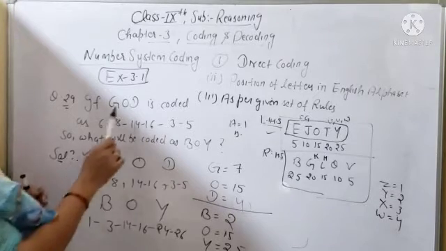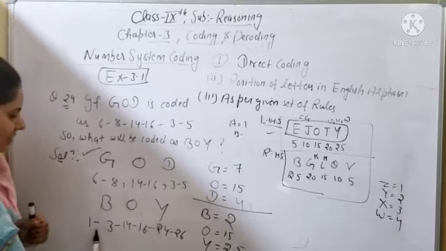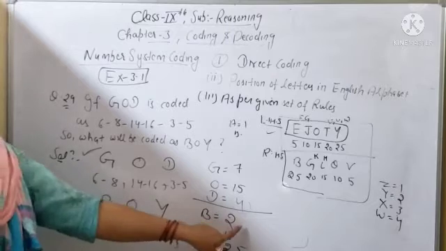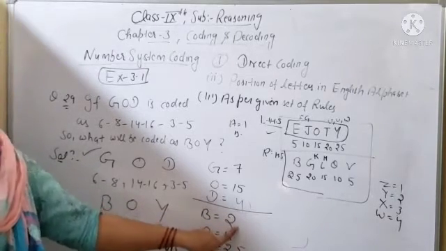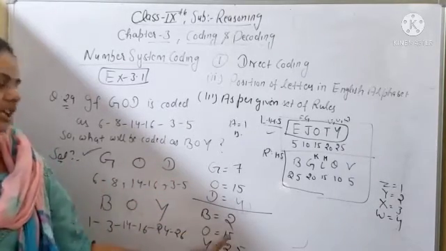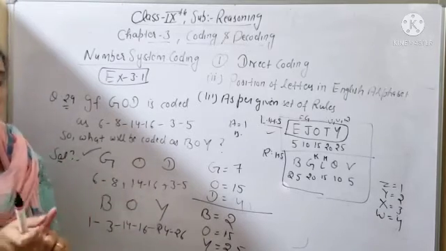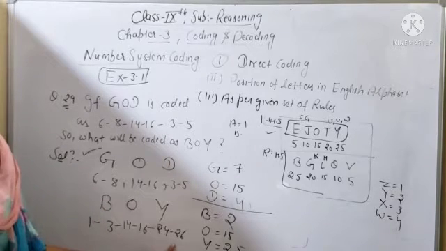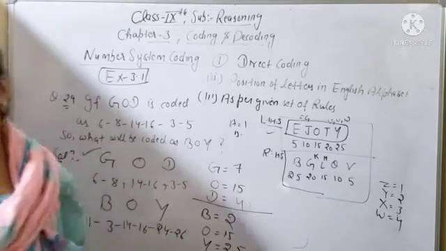Because GOD is coded as 6, 8, 14, 16, 3, 5. So BOY will be coded as 1, 3, 14, 16, 24 and 26, because B's position is second from the left hand side of the English alphabet. So the number 2 will lie between which two numbers, beta? 1 and 3. 15 will lie between 14 and 16. 25 will lie between 24 and 26. So the answer will be 1, 3, 14, 16, 24 and 26.